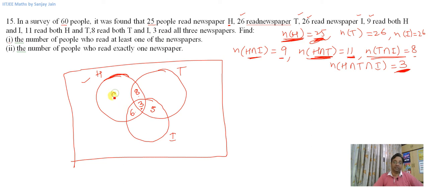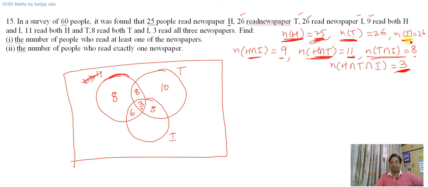So rest 8 I'll write here. Now if you see this circle meant for readers of newspaper H, it has 25 people in it. Now the number of people who read newspaper T is 26. So 8 plus 3 is 11, plus 5 is 16, which are written already. So 10 will be here.